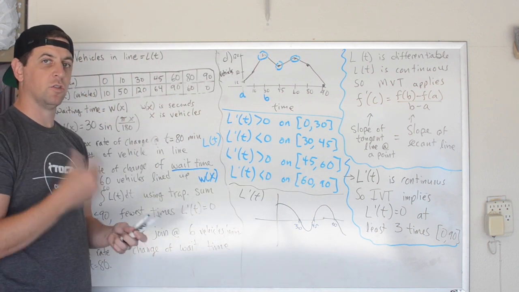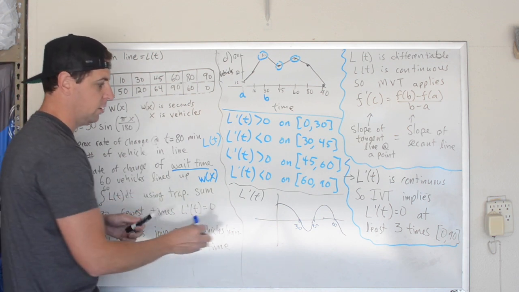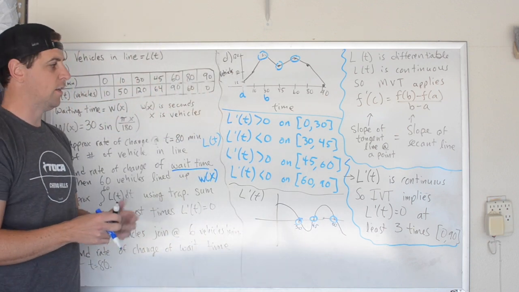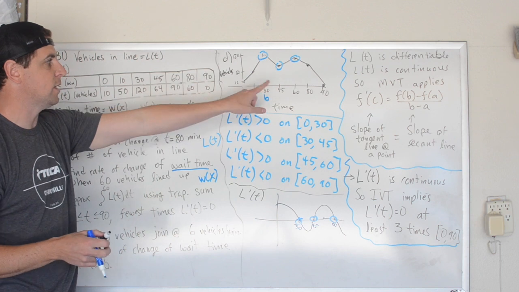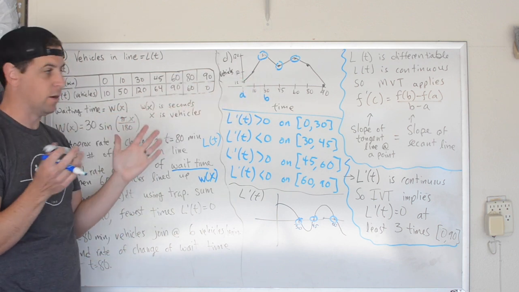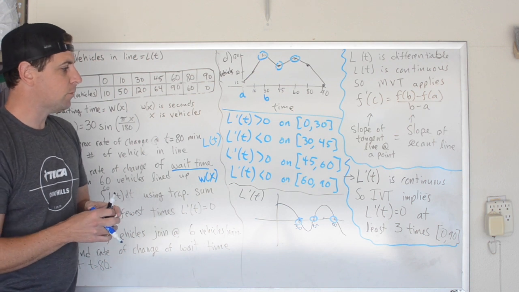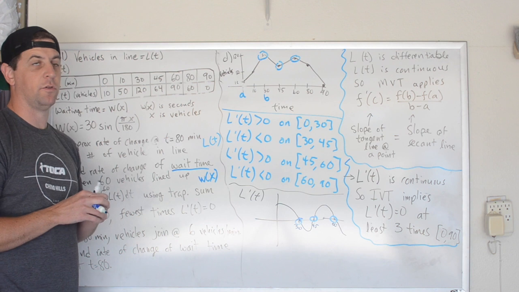So remember, my question was, what's the fewest number of times L prime of t can equal 0? It's here. These 3 times are the fewest times that it can equal 0. Now, it may not be exactly at those values because we use the MVT to guarantee it happens somewhere in there. But we know that it does happen. And so our answer is that this would happen at least 3 times on the interval 0 to 90.